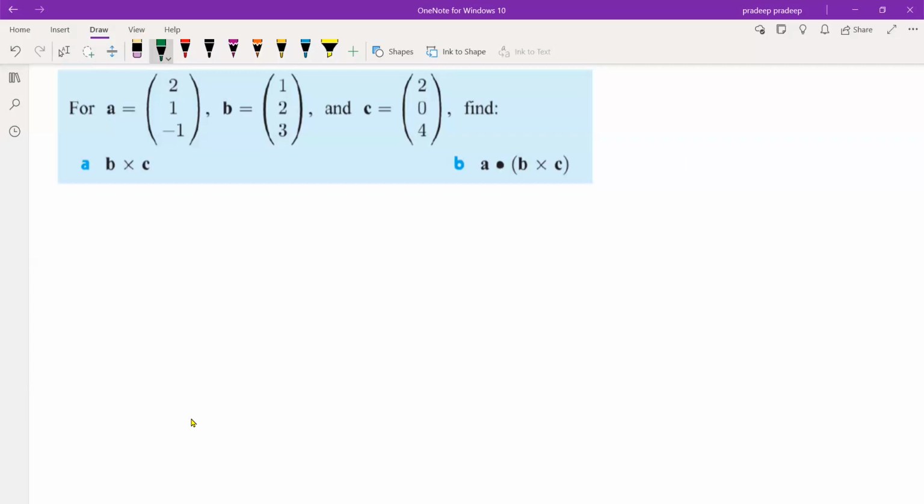Or should I just go with the B part? Let me just do it on the screen. We can check. So 2, 1, minus 1. Oh no, so we are doing B cross small c. Question, yes, Samuel.